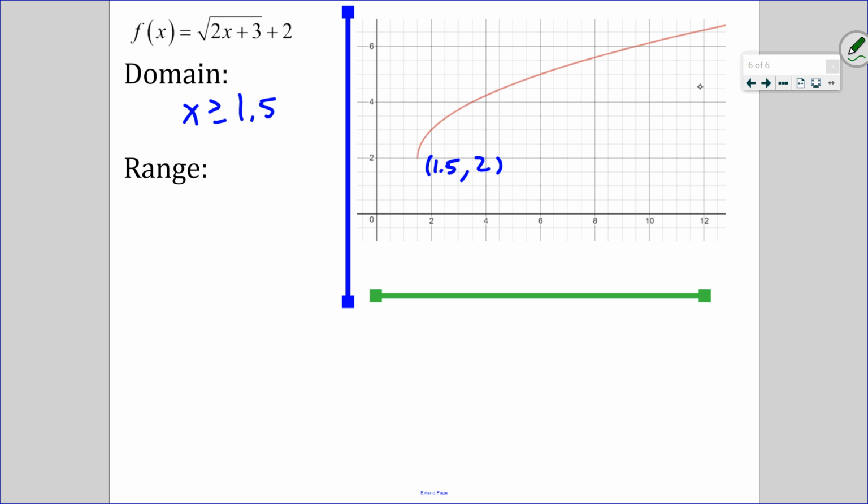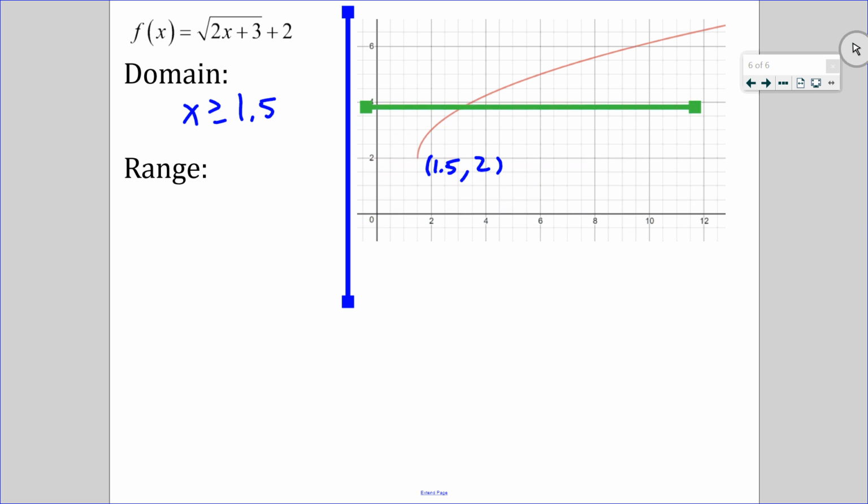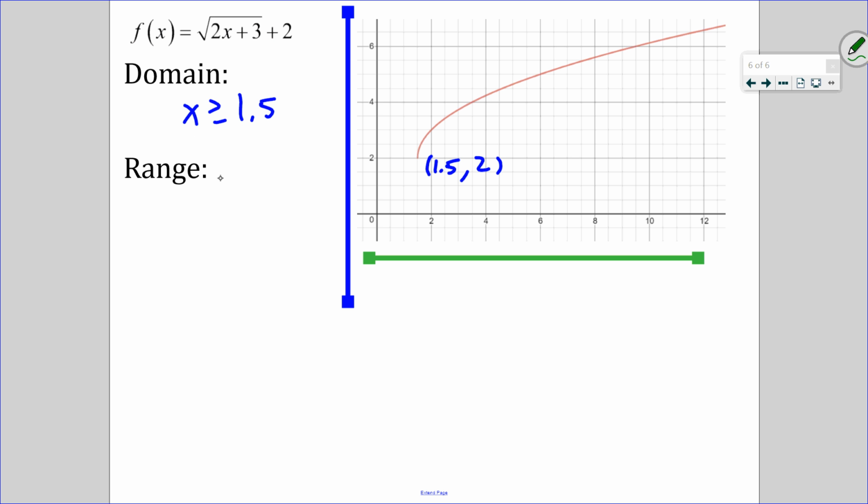Lastly, my range says y values, bottom to top, doesn't beep, and as soon as it hits the graph, it starts scanning, beeping, where my y would be greater than or equal to 2.